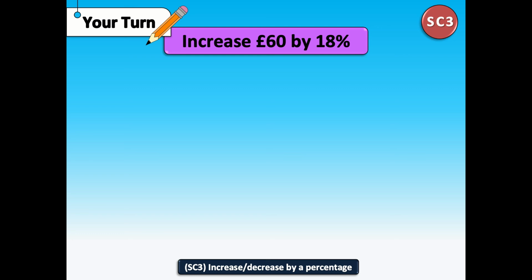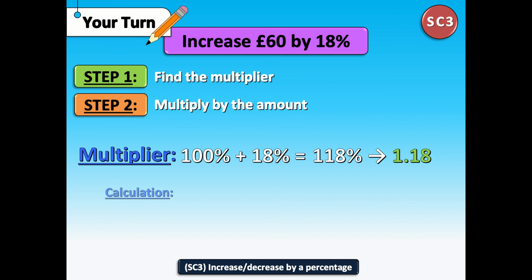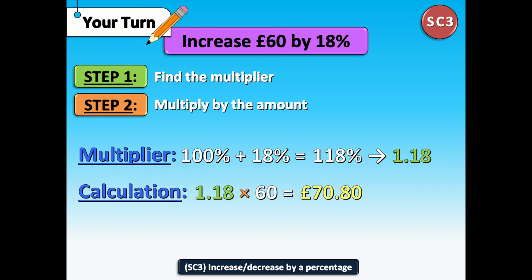So here we want to increase £60 by 18%. So first of all, let's work out what the multiplier is. So the multiplier is 1.18. So we multiply that by 60. So our answer is £70.80.